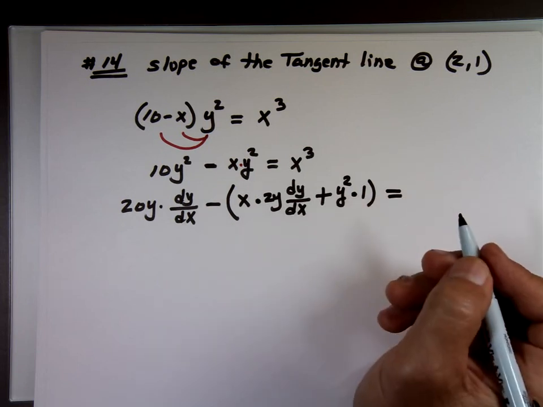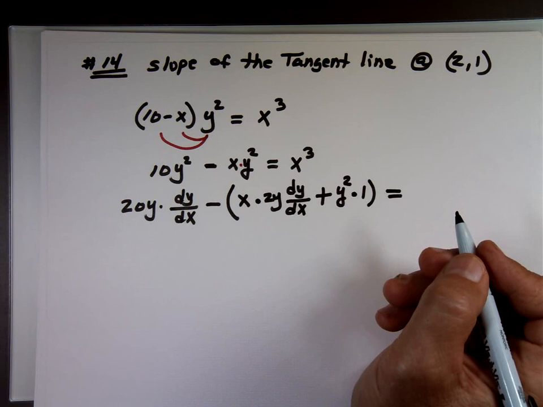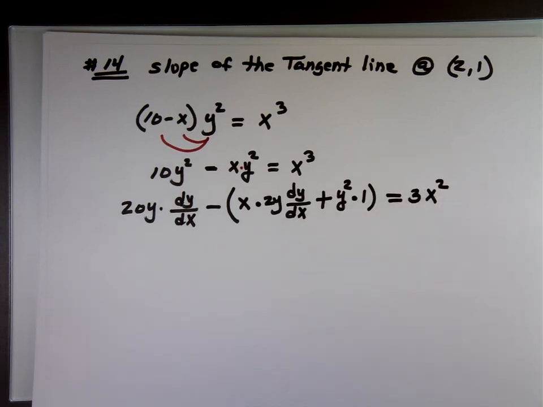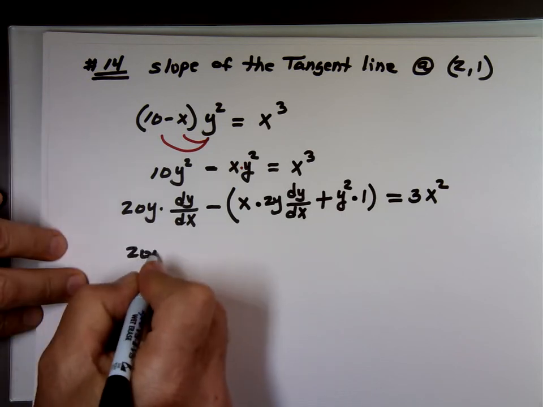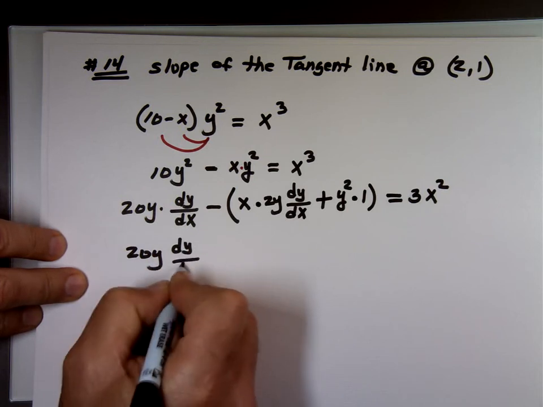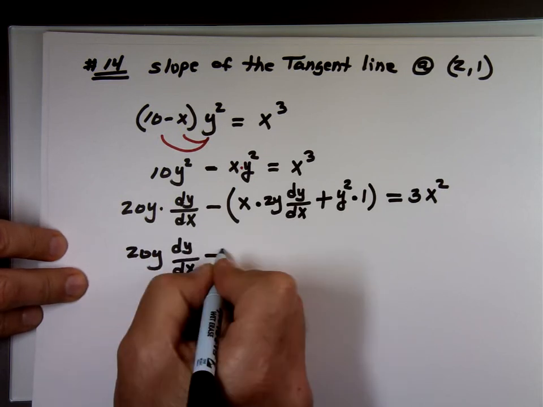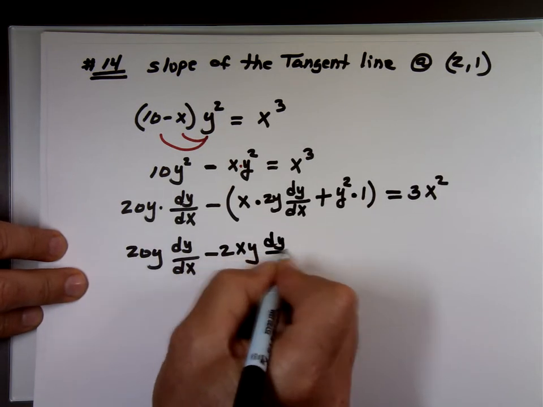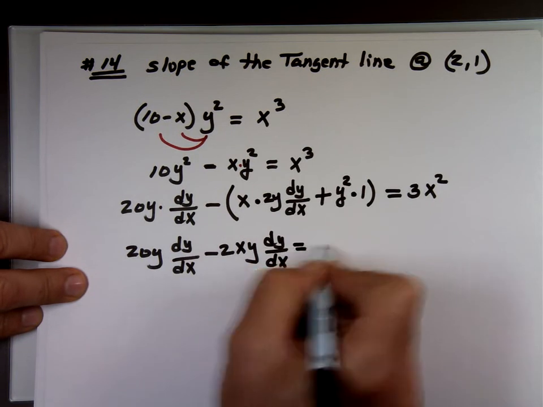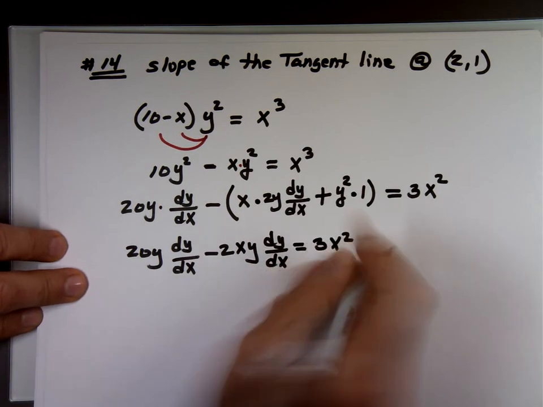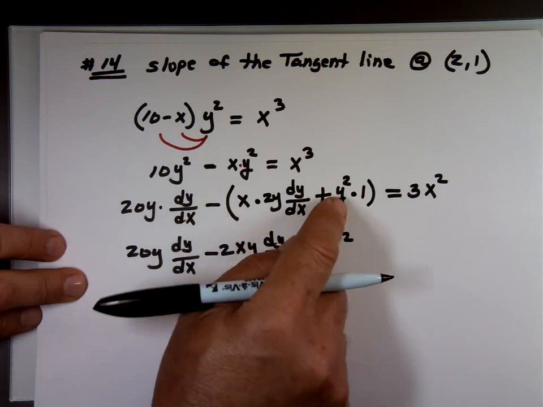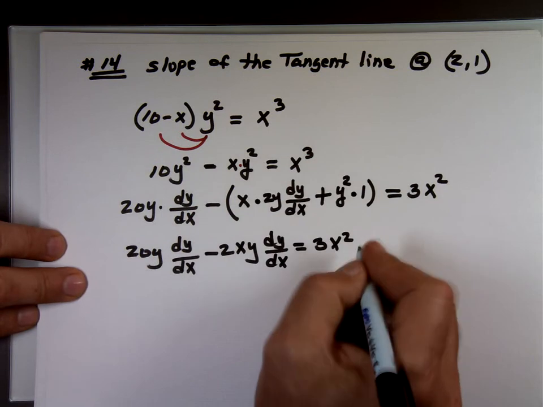What's the derivative of x cubed? 3x squared. Yep. So we have 20y dy/dx minus 2xy dy/dx. While I'm here, let me drag that piece to the other side. This is what? Is that negative y squared, when you distribute the minus sign? When you take it to that side, it becomes what? Positive y squared.